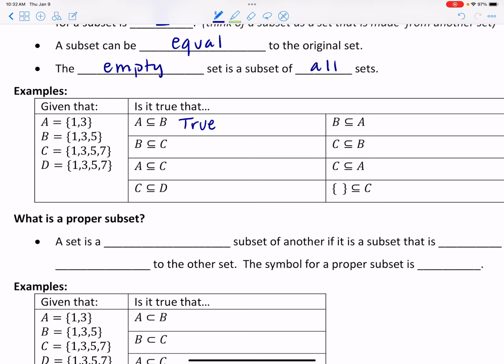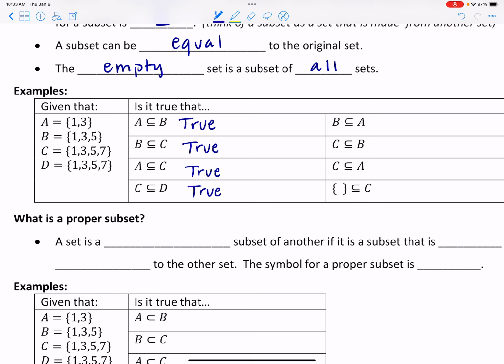Okay, is B a subset of C? Could I make set B using the elements of C? Yeah, because 1, 3, and 5, they're here. So again, this is going to be true. Is A a subset of C? Again, could I make A from C? Yes, I could. So this is going to be true. And then is C a subset of D? Could I make set C using the elements of D? Yeah. And I know those are exactly the same, but I could make C from D, so this still works. This is going to be true.